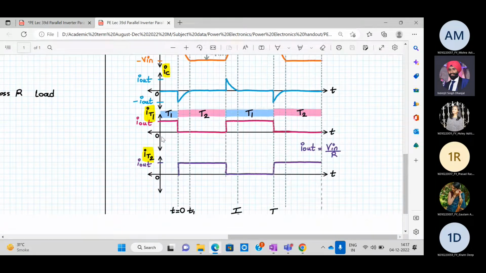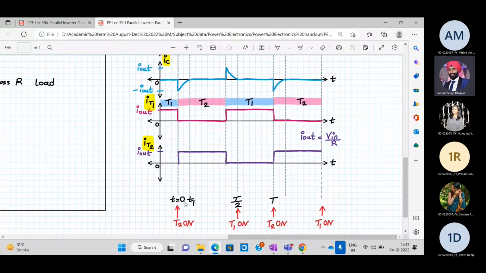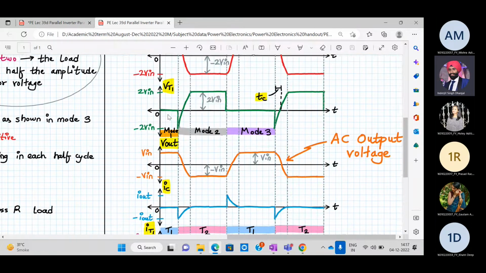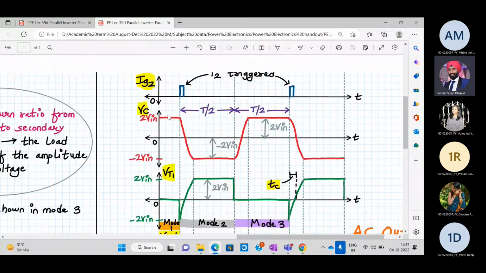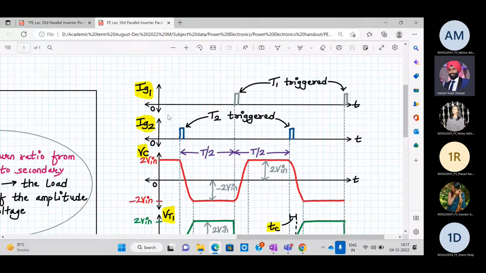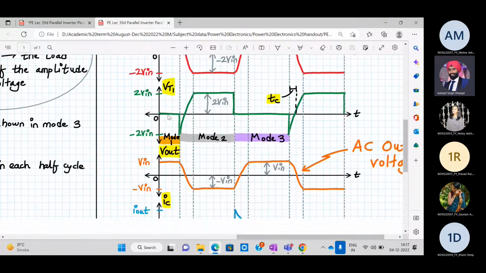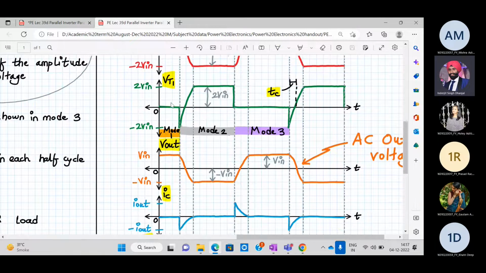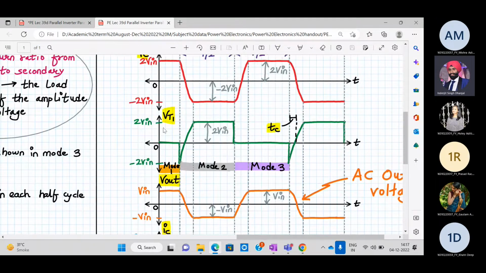Now, let's consider the case t equal to 0. So before t equal to 0, what was happening? Before t equal to 0, we are in mode 1. And what is there in mode 1? In mode 1, your T1 was on. So VT1, whenever a thyristor or an SCR is on, the voltage across it is 0.